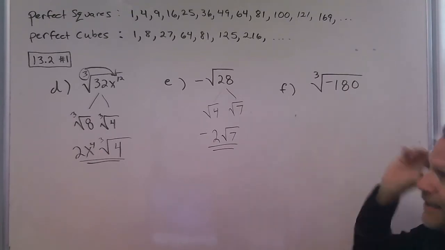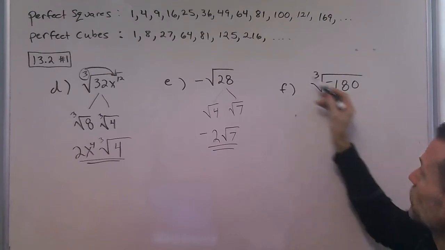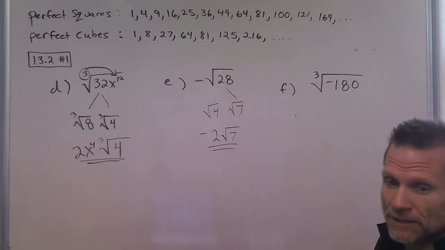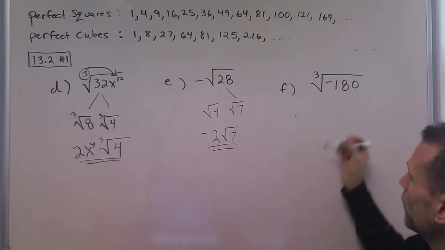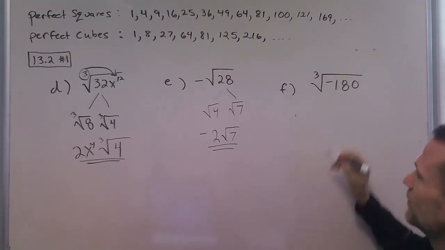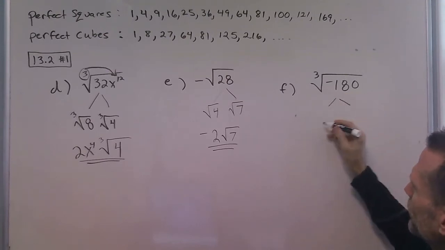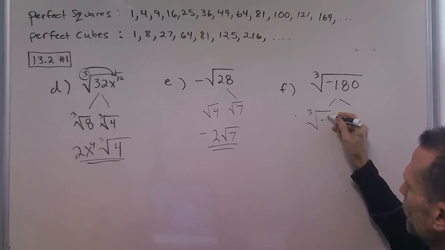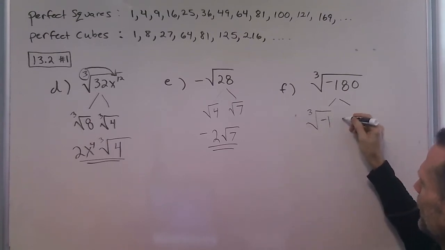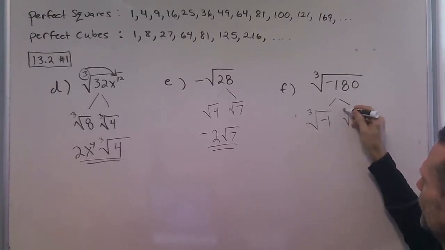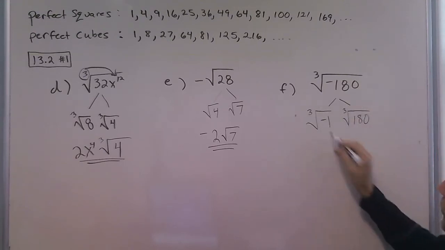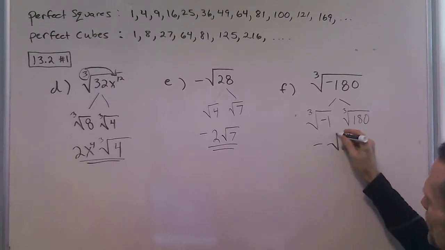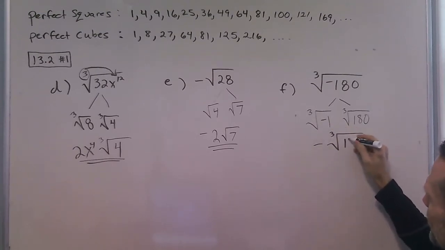Now this is kind of a little tricky one here. If we look through our list of perfect cubes here, nothing will divide into negative 180. But what we can do when we're doing the cube root of a negative, we can break this apart, and we always want to try to pull the negative out front. So we have the cube root of negative 1 and the cube root of 180. And then the cube root of negative 1 is negative 1, and we'll just simply write a negative sign.